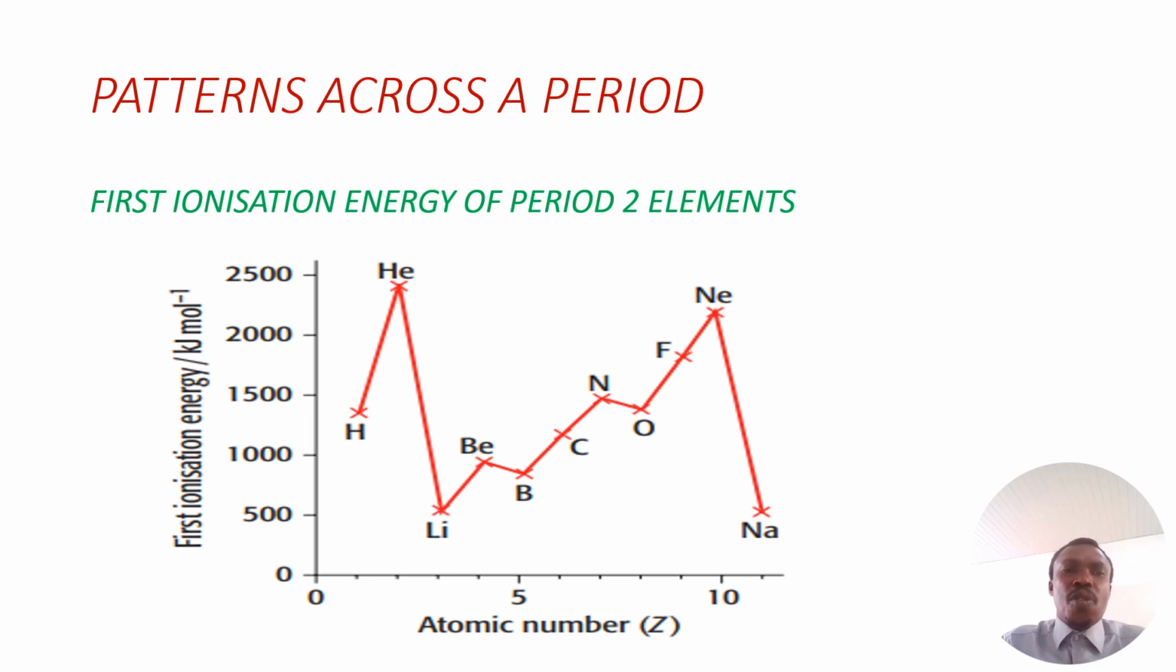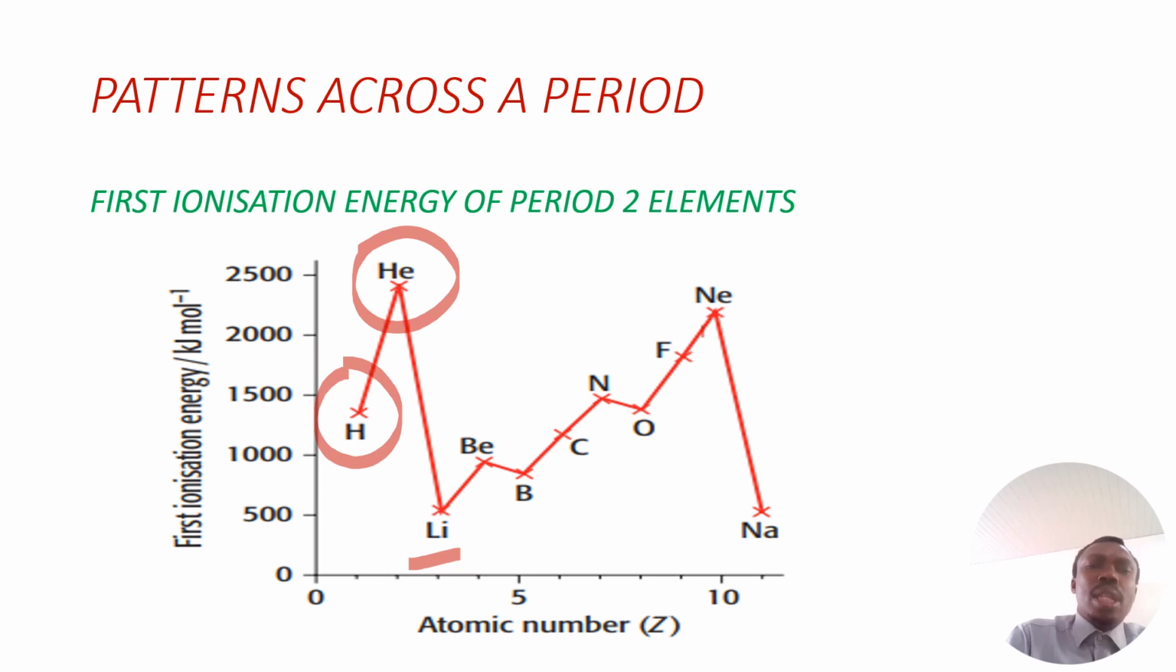So we want to look at the first ionization energy of period 2 elements. The graph before us is a graph of the ionization energy against atomic number of period 2 elements. We also have period 1 elements here, which are hydrogen and helium. They belong to the same period, so if you draw the electronic configuration, they have the same number of shells. But we want to look at the period 2 elements, which are lithium to neon.